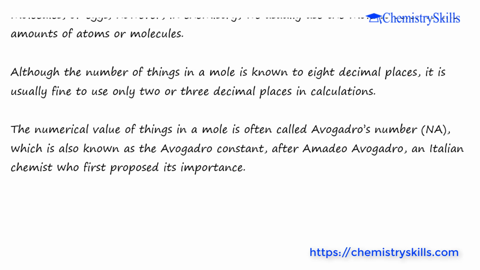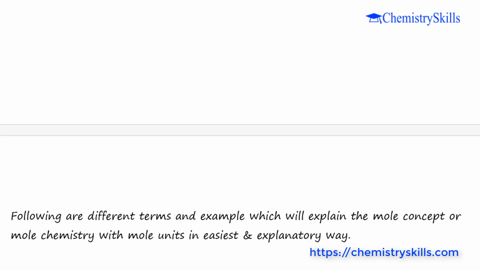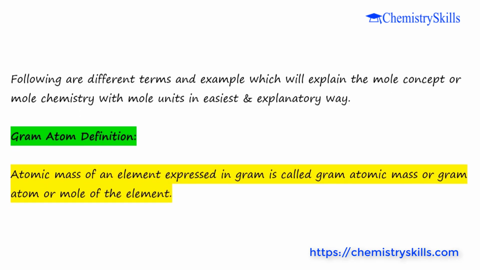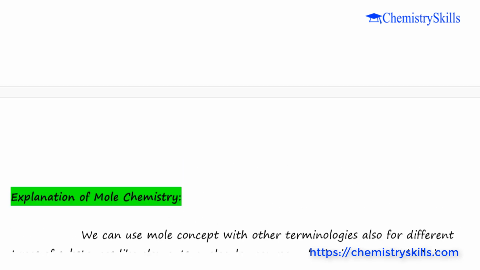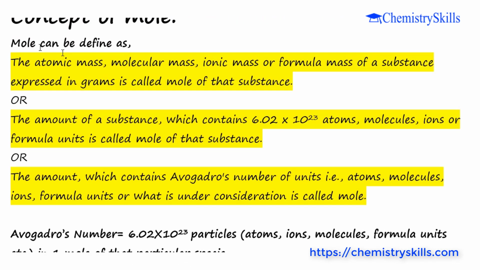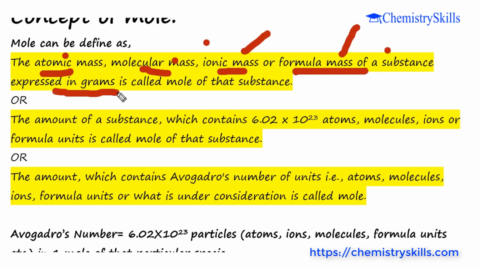We can say at species level. How can we express the mole at species level? What I mentioned in the very first definition is atomic mass, molecular mass, ionic mass, or formula mass of a substance. Atomic mass is for atoms, molecular mass for molecules, ionic mass for ions, and formula mass for ionic compounds. The difference is clear. When these are expressed in grams, it is called a mole of that substance.